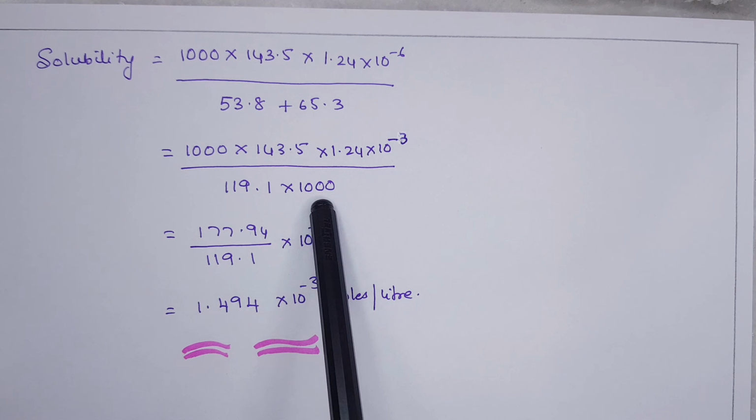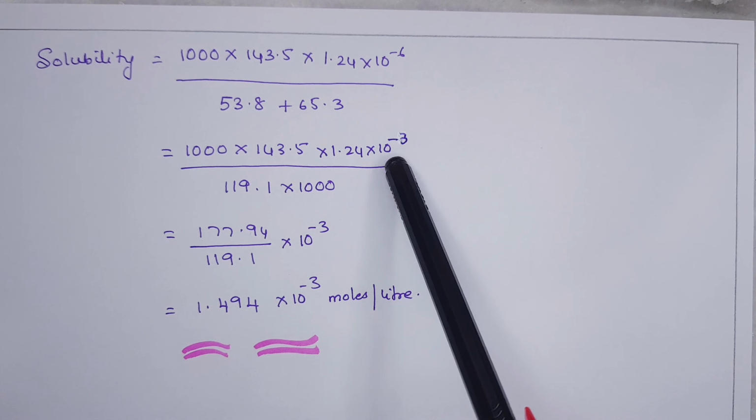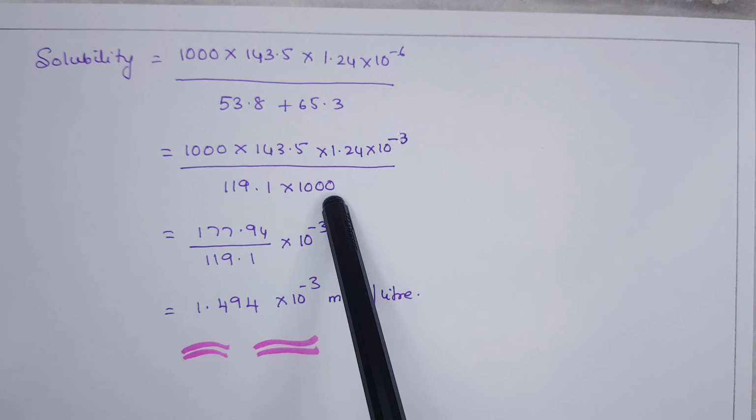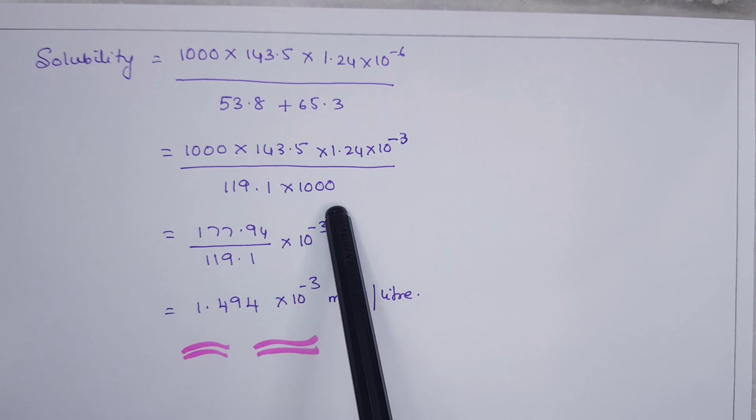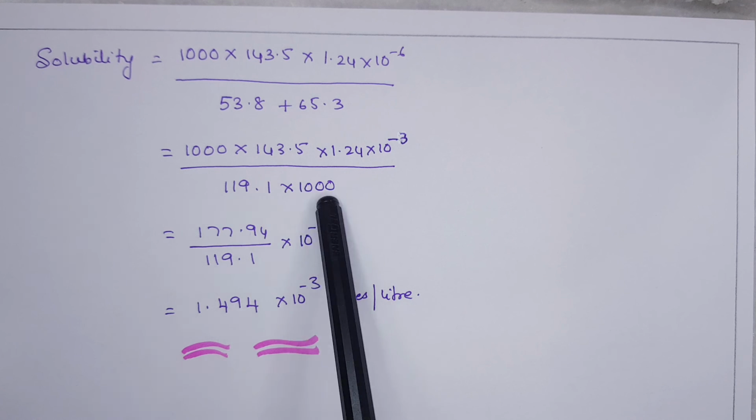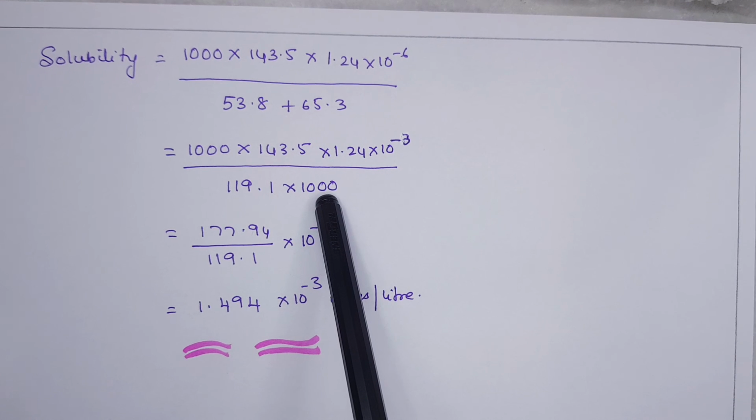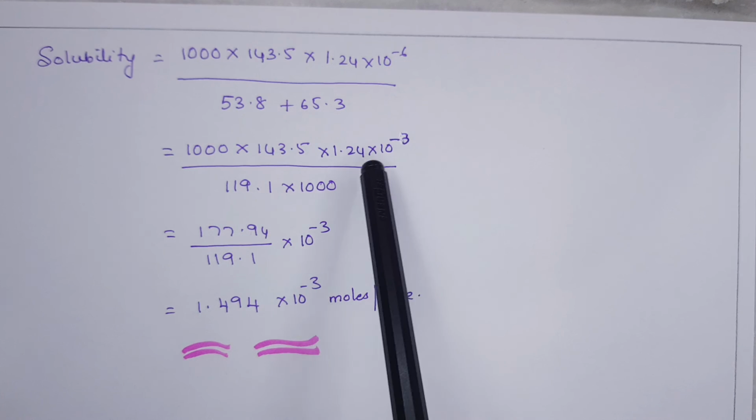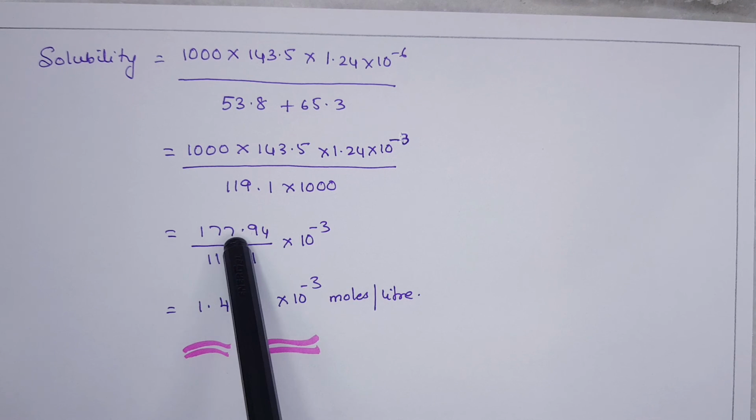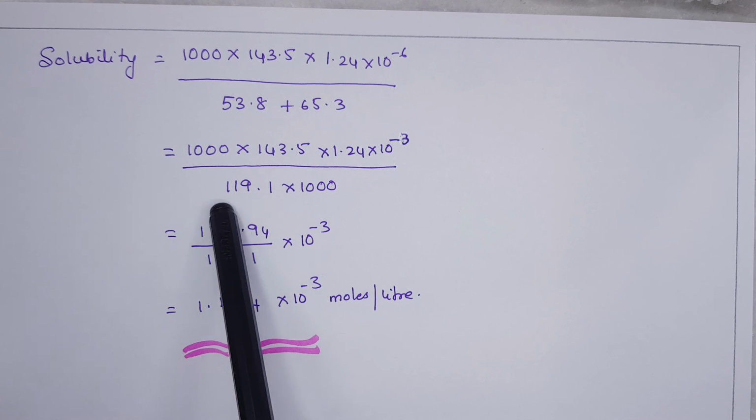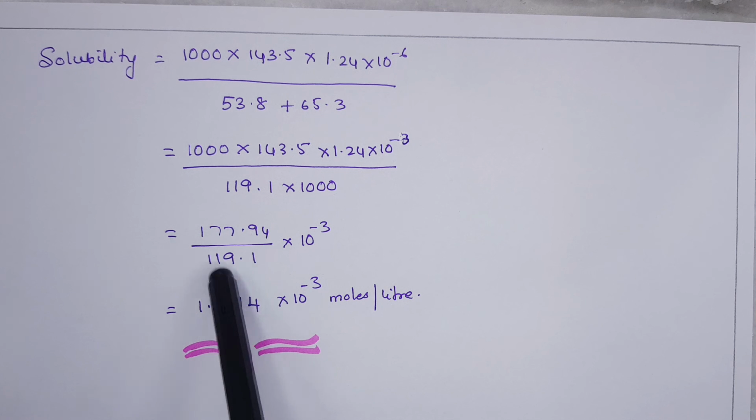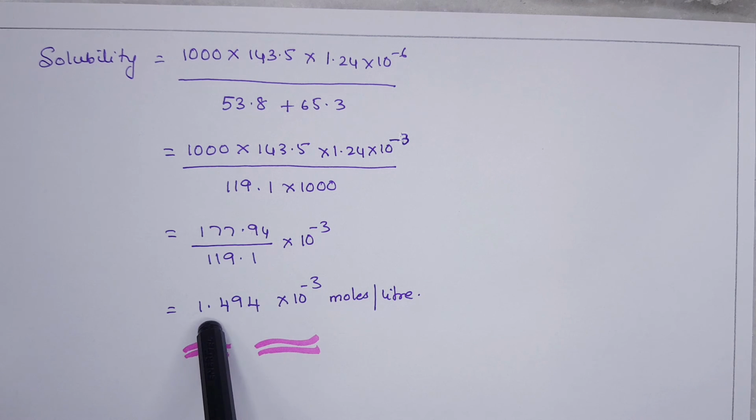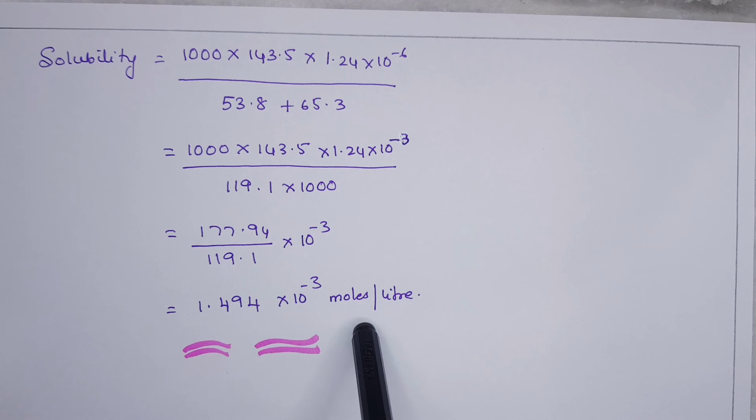Where from this 1000, students? This 10 power minus 6 I have written as 10 power minus 3 here, and in the denominator I have taken 10 power 3. When this minus comes to the denominator it becomes plus. So 10 power 3 means 1000. This 1000 and this 1000 get cancelled. So what remains? 143.5 into 1.24 becomes 177.94 by 119.1 into 10 power minus 3. If you divide these two, you will get 1.494 into 10 power minus 3 moles per liter.